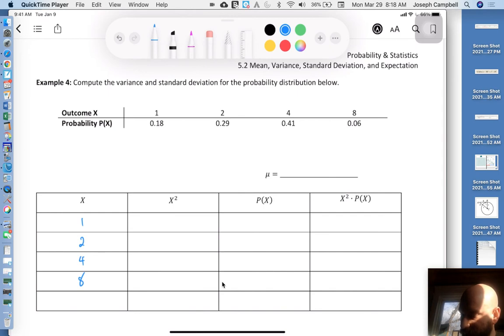Am I missing something? No? Okay. X squared, that'd be 1, that'd be 4, that'd be 16, that'd be 64. Probability of x, 0.18, 0.29, 0.41, and 0.06. Now we have to multiply these. So that'd be 0.18. It's easy enough. I have to use my calculator for this one.